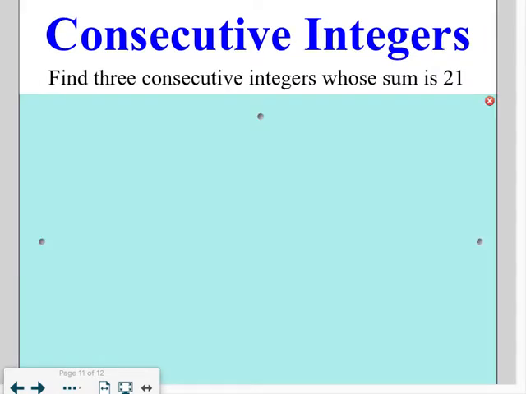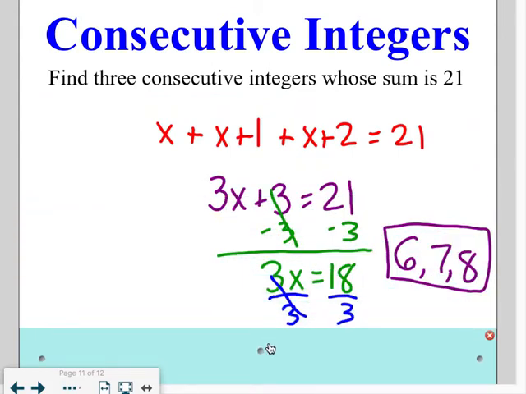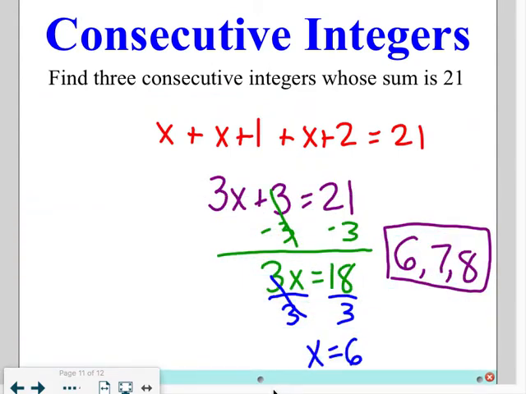Go ahead and try this one on your own. You are finding 3 consecutive integers, so that's that first pattern off of the table. So we've got x, x plus 1, and x plus 2 are our 3 separate numbers. Adding those all together to get 21. Simplifying, we get 3x plus 3 is equal to 21. Subtract 3 from both sides and then divide by 3. You end up with an answer of 6. So your numbers are 6, 7, and 8.